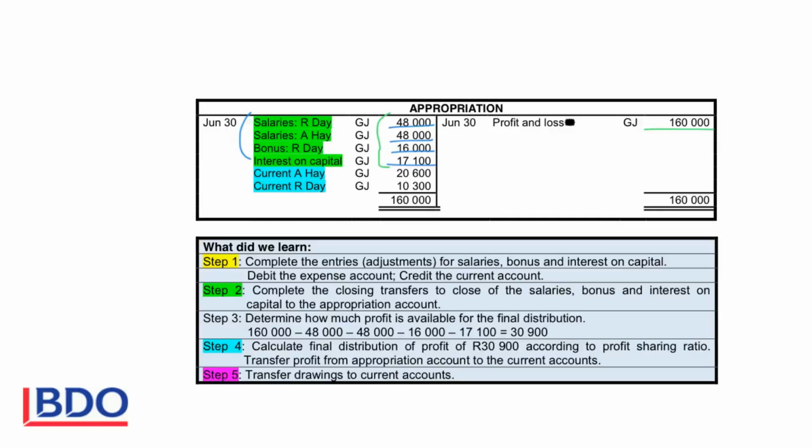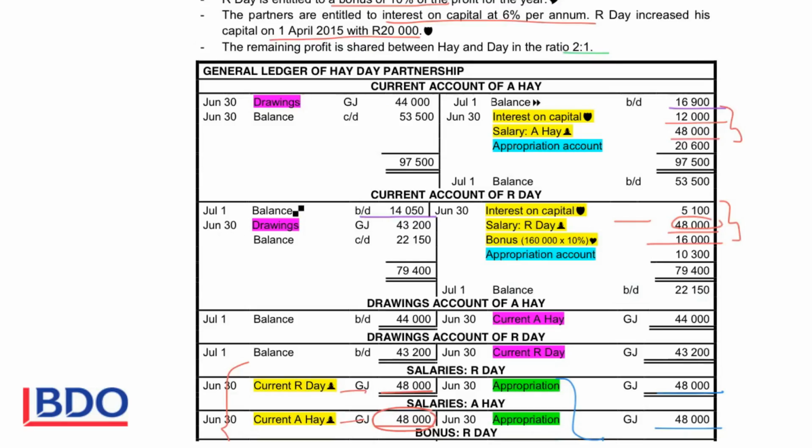And the 30,900 I have to go and divide between the two partners. So the one partner will get 2/3 and the other partner will get 1/3 of this profit. So that means that Hay is entitled to 20,600, Day is entitled to 10,300. We still have to pay this money to them, and all money that is paid to the partners must go to the credit side of the current account. Therefore, we will credit the current account with the 20,600 and the 10,300.